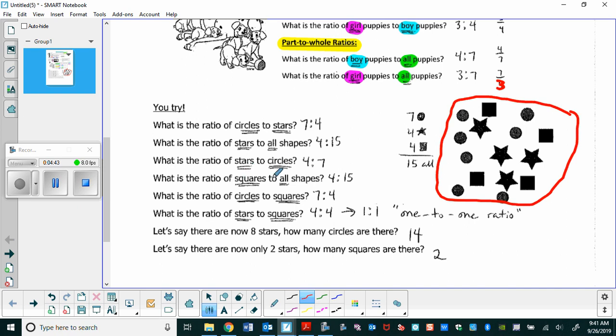The ratio of squares to all, so 4 squares for all. Circles to squares, that's going to be 7 to 4. Stars to squares, now this is where I definitely want to slow down and do some explaining for this one. So if there are 4 stars and 4 squares, we can say that the ratio is 1 to 1. So for this star, there was its square. This square has its star. This square has its star, and this square has its star. So if there's 4 and 4, we can say that that's a 1 to 1 ratio.